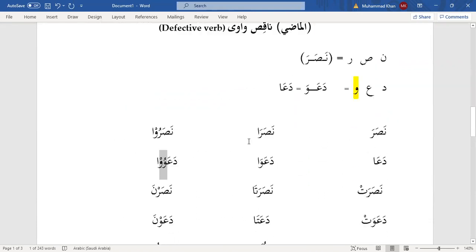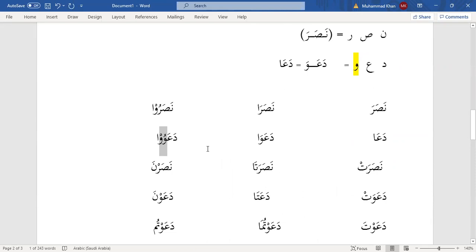Now we have to see which one is part of the construction and which one is part of the root letter. As we can see here, nasaru, this waw is a part of the construction. This is standard, we cannot change it. It comes with every verb, for example daraba, daraba, darabu, sami'a, sami'a, sami'u. So this waw is part of the construction.